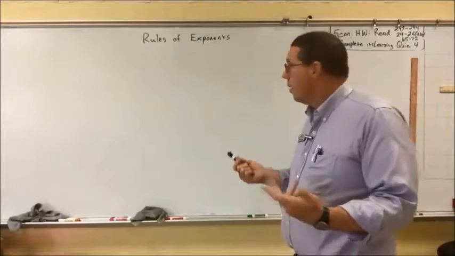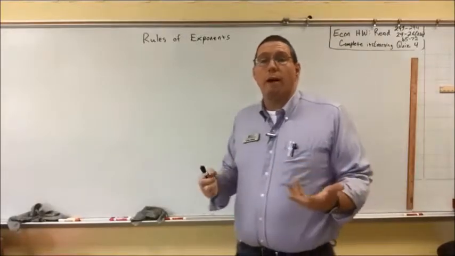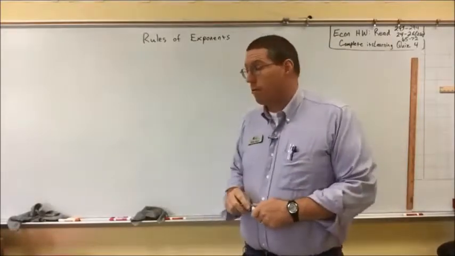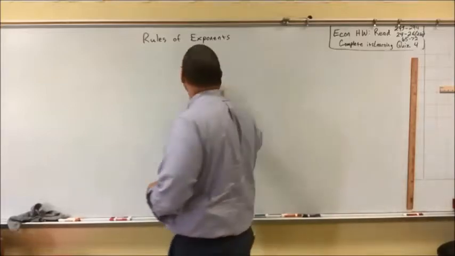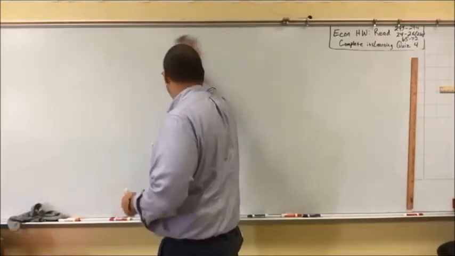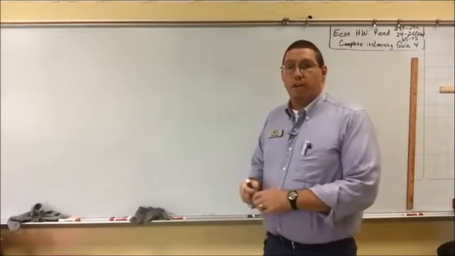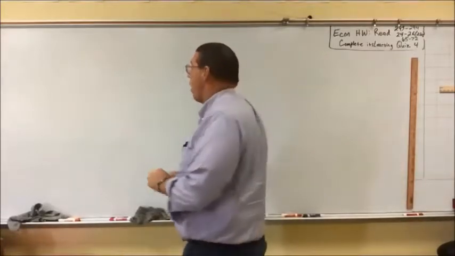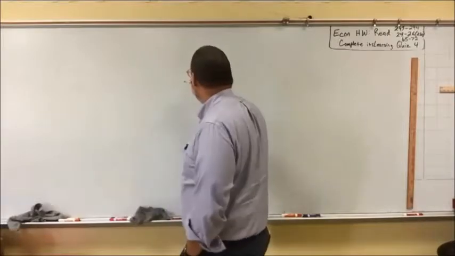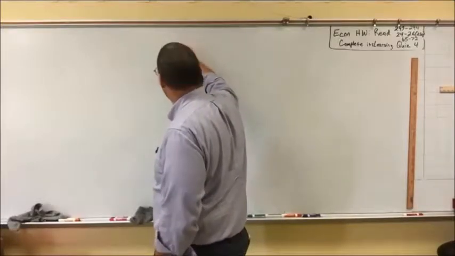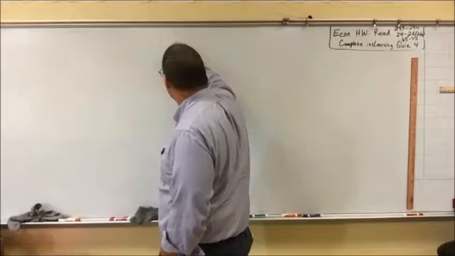There's a bunch of them. I'm going to go over what I call 7 different rules of exponents, okay? So let's go with the first one, which I call the product of a common base. When I say common base and when I say product, what I mean is something like this.